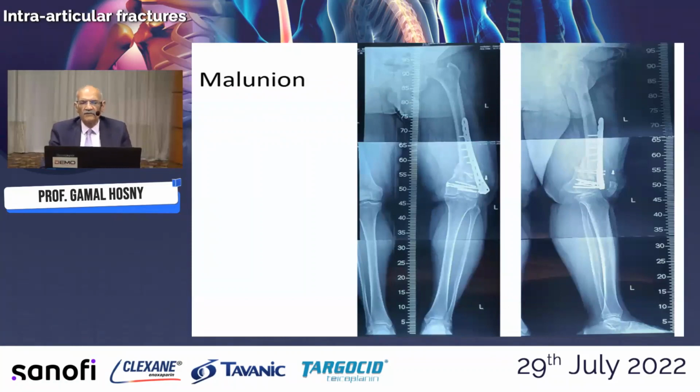What about the complications of intra-articular fractures? What about malunion? If you have an intra-articular fracture with malunion, this patient is 46 years old and he has this fracture, which is malunited. You see, there is varus angulation and there is flexion deformity. And the patient started to have unicompartmental osteoarthritis. And this is very important.